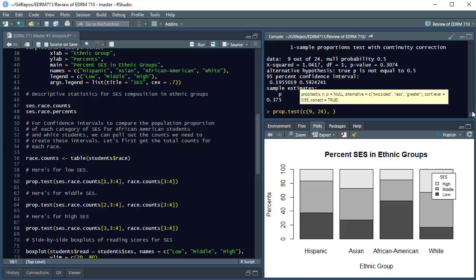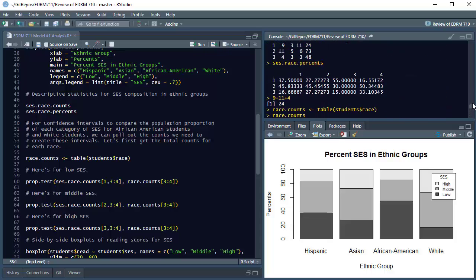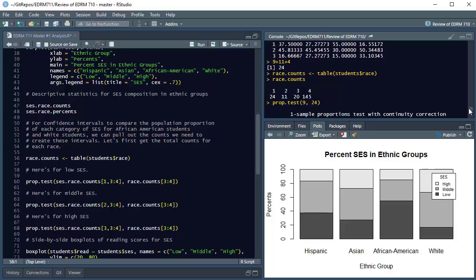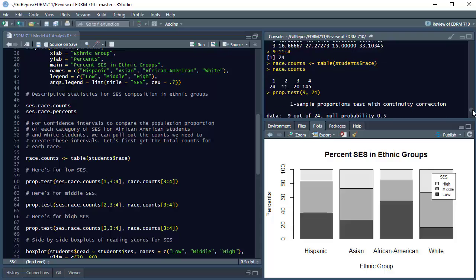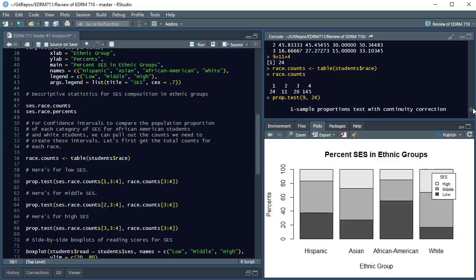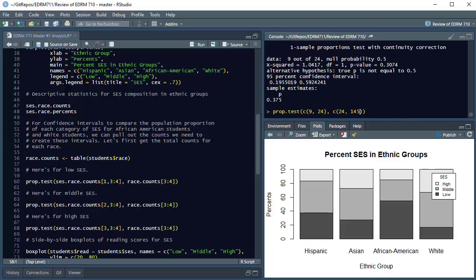Now I need, make sure that's right, yeah, 9 and 24. But now I need the total number of Hispanic and white, and that's 24 Hispanic, 145 white. So I need to have a second little vector over here, which is 24 Hispanic and 145 white. Okay?